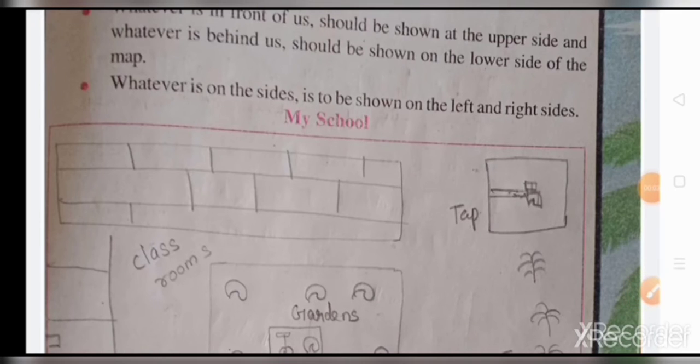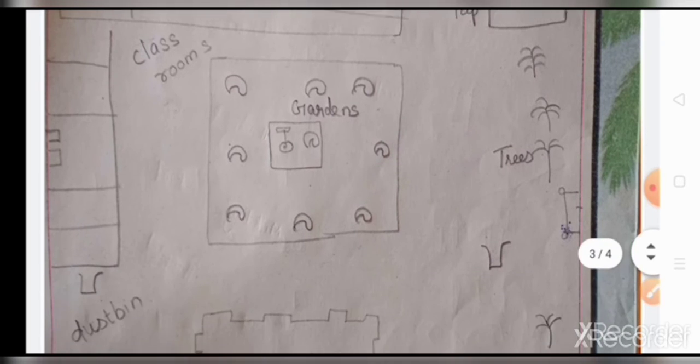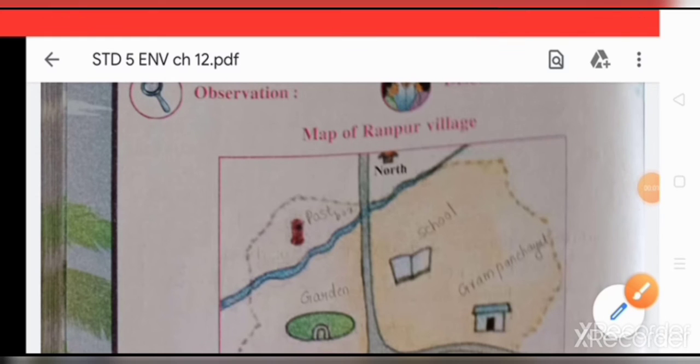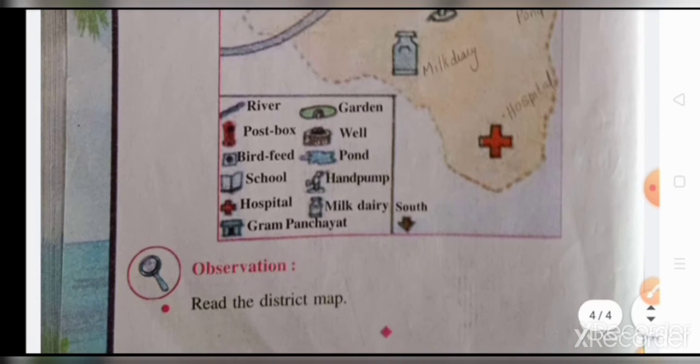My school. These are classrooms, gardens, tap, trees, dustbin, playground. Do this picture yourselves also. Map of Ranpur village. Look at the map. Here some symbols are given. River, post box, bird feed, school, hospital, Grama Panchayat, garden, well, pond, hand pump, milk dairy, south.